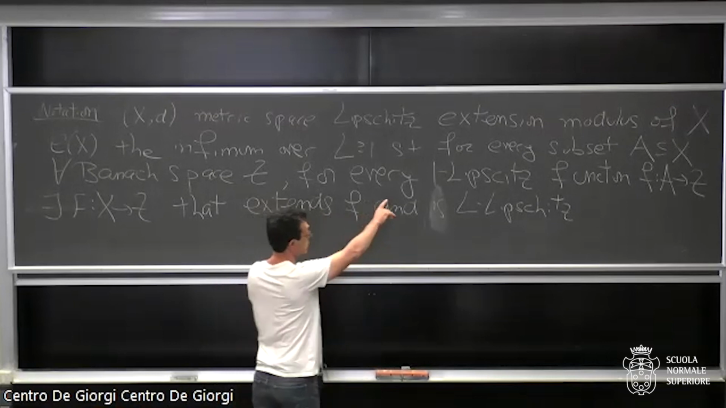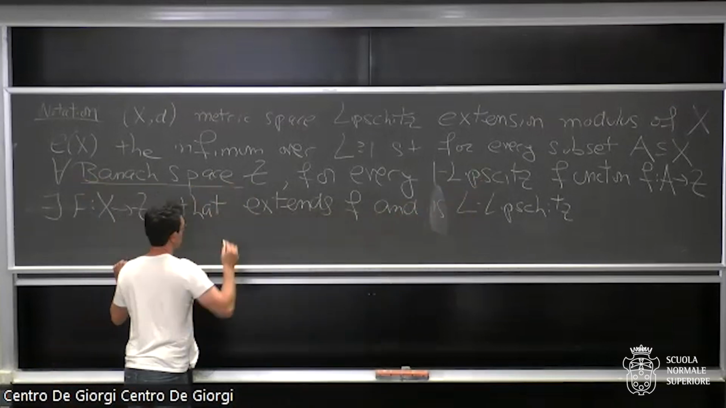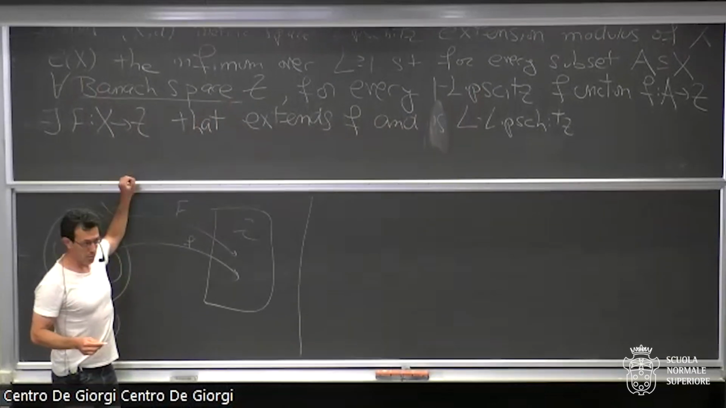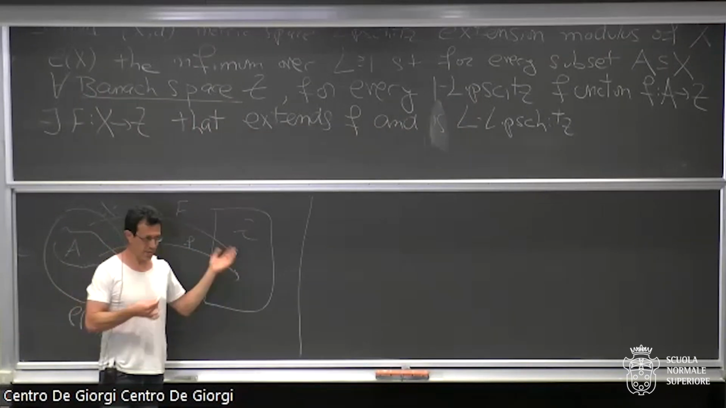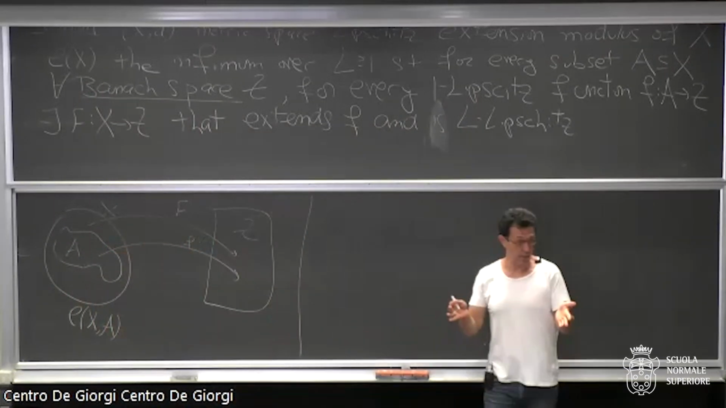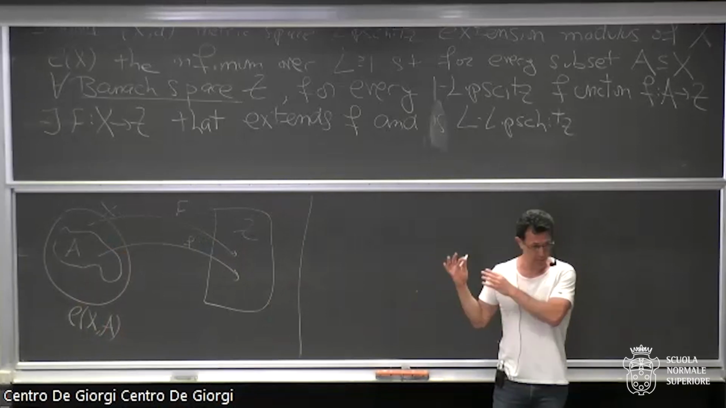So I look at every subset, and there is every Banach space. But this is just a property of the metric space X. So there must be a way to understand what this number is by looking only at X, not quantifying over every target Banach space, and that's where the dual will come.